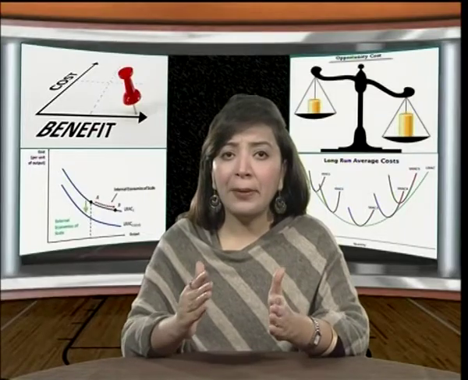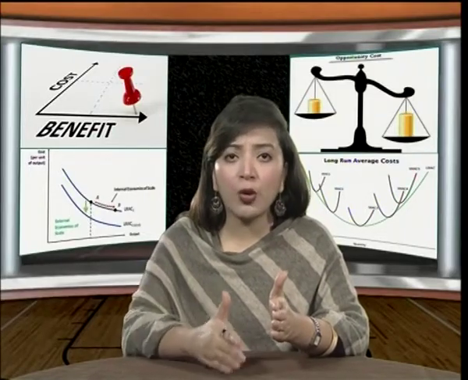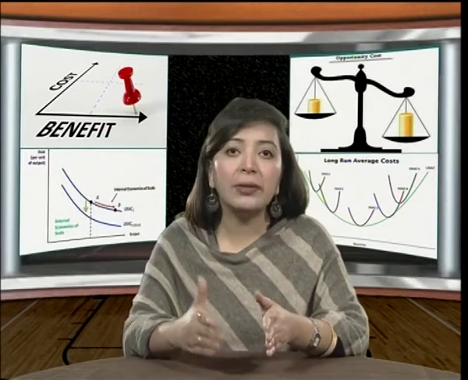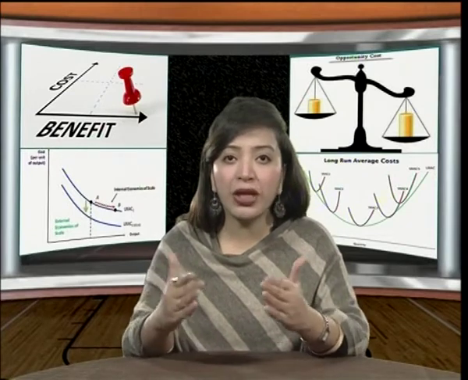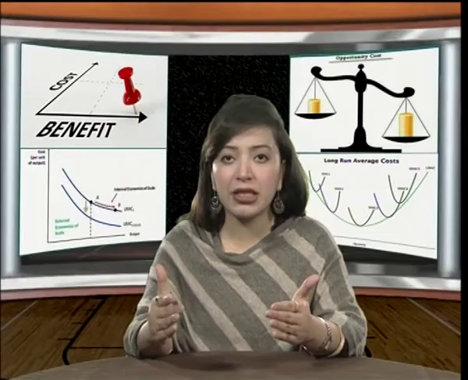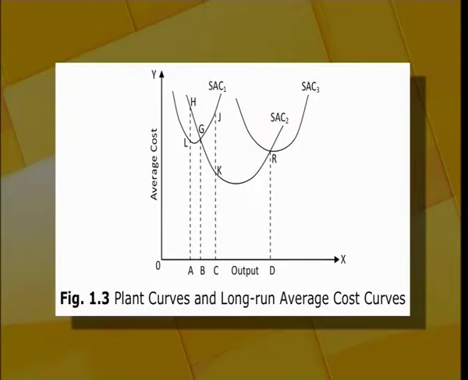Therefore, if the firm plans to produce between output OB and OD, it will employ the plan corresponding to short-run average cost curve SAC2. If the firm has to produce an output which exceeds OD, then the cost per unit will be lower on SAC3 than SAC2. Therefore, for output larger than OD, the firm will employ the plant corresponding to the short-run average cost curve SAC3.